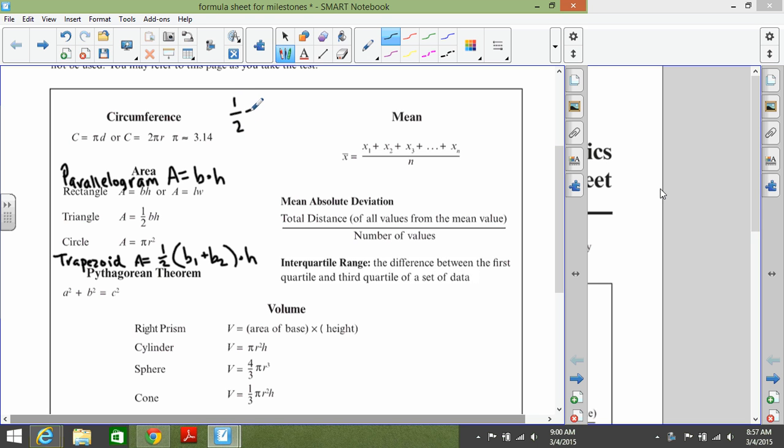1/2 is equal to, what's 1/2 as a decimal? Yep, 0.5. I want you to write that down. Because when we see 1/2 today, as we use our calculators, we're going to type in 0.5.